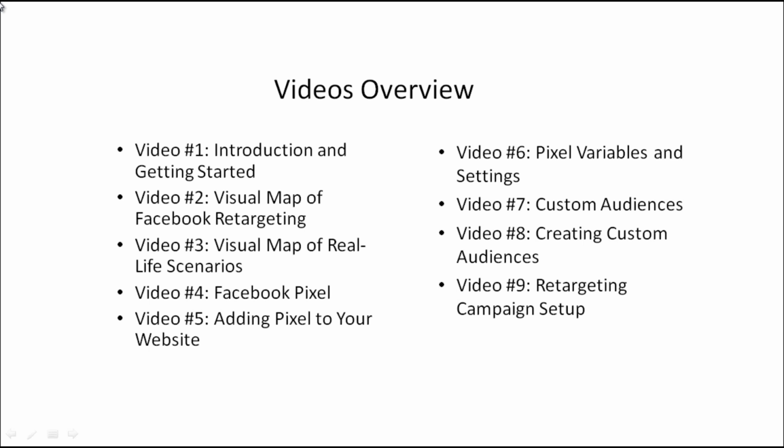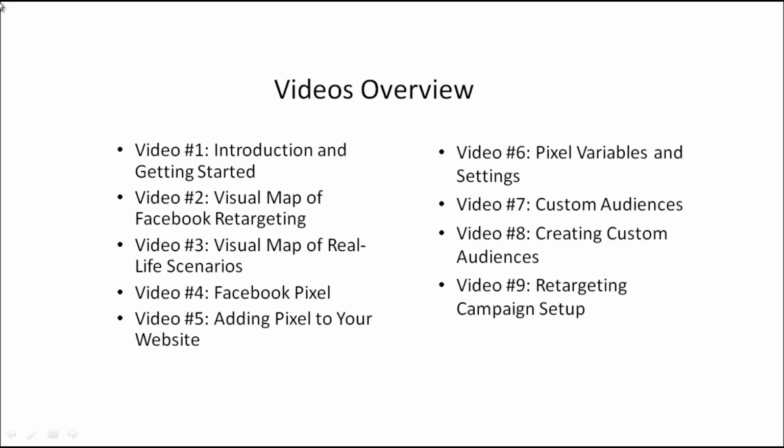Video number 3 will talk about the visual mind map of real life scenarios. By giving you some real life scenarios or real life examples, what this does is it enables your mind to start moving, start jogging with ideas so that you can pick and choose which one you want to go with and that you begin to understand the whole process of Facebook retargeting. Number 4, we'll talk about the Facebook pixel, what it is, why it's important, and how you can use it. Video number 5, we'll talk about adding the pixel to your website, whether you're using WordPress or ClickFunnels, Lead Pages, or any other landing page builder.